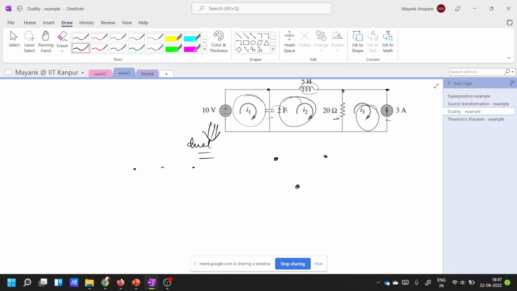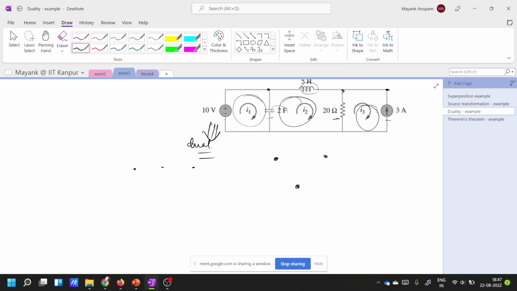So this was covered. The number of independent nodes in the dual circuit will be equal to the number of independent meshes that you will see in this whole circuit, right? There are three independent meshes, so you should have three independent nodes, isn't it? Yes, correct.